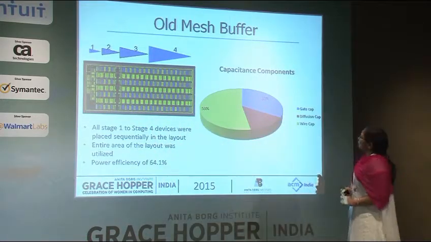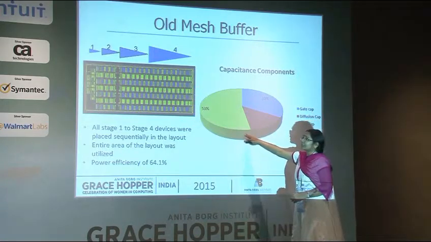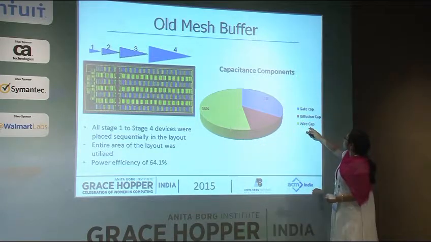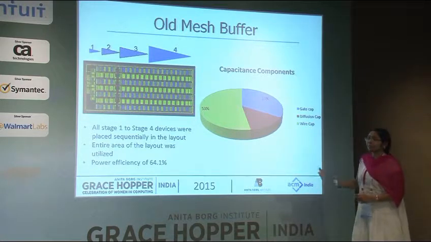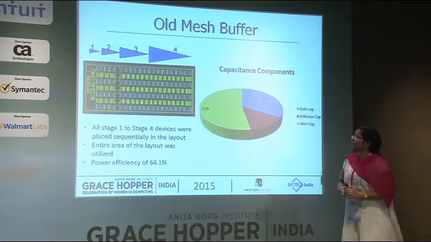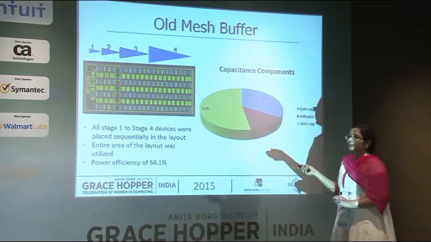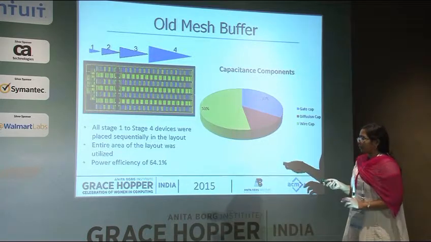So if you see, 53% of the cap is consumed by metals only. Compared to gate cap and diffusion cap, the metal cap is more in this case. This makes the power efficiency of this buffer 64.1%.